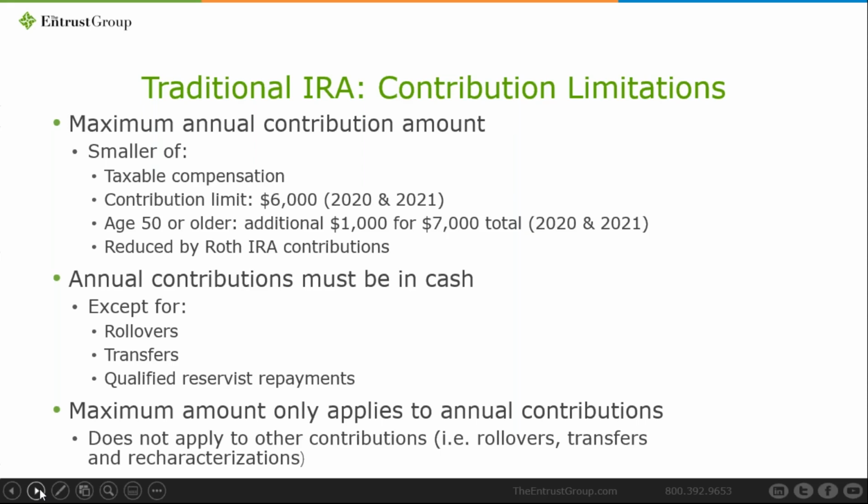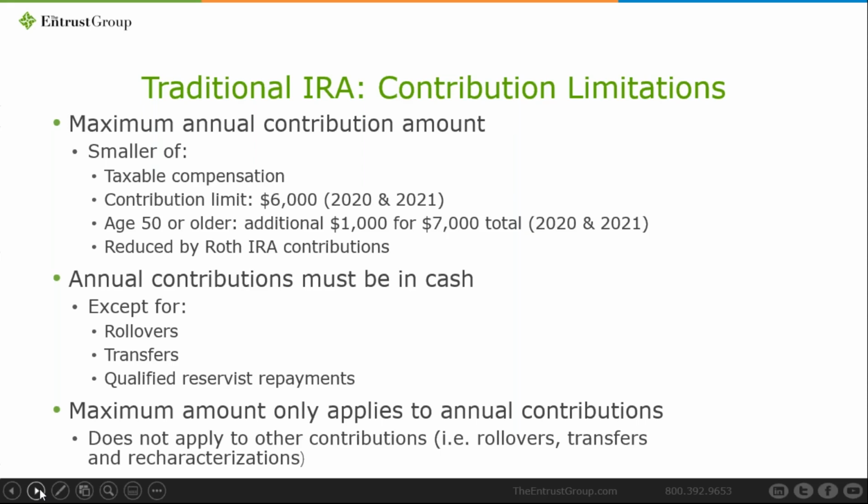If only one is age 50, then one will have $7,000 as their maximum contribution, and if the other one is under age 50, then their maximum contribution is $6,000. All annual contributions must be in cash. I got asked a question before, can they make a contribution in the form of gold? The answer is no, because that's not cash. I've also been asked before, can they write a check? The answer would have been yes, that is cash.